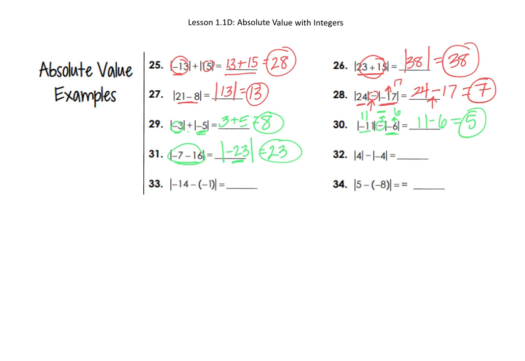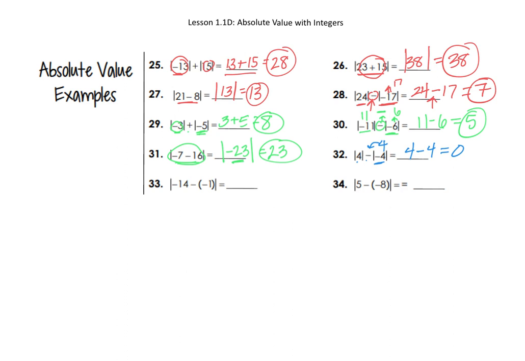Okay, 32. We have the absolute value of 4, which is 4. Take away, keep that minus sign, the absolute value of negative 4, which is 4. Okay, but it's still going to have that minus sign from the outside. So we're doing 4 minus 4 to get 0.